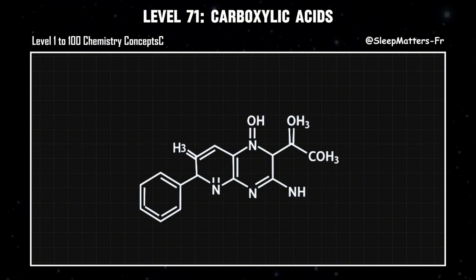But not all carboxylic acids are so gentle. Formic acid is a carboxylic acid found in the sting of ants and some plants. When an ant bites you, it injects formic acid, causing a sharp, burning pain.